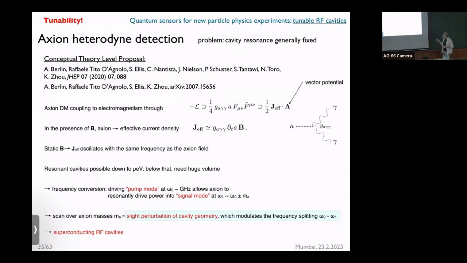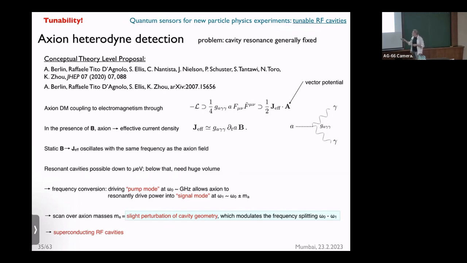And as was shown before, if you look at how the axions couple to electromagnetism, here's the Lagrangian, you see that there's a coupling to a vector potential. And in the presence of a magnetic field, which then transforms the axion into a photon, you end up with an effective current density that's proportional to the magnetic field. And if the magnetic field is static, then the current produced by the axion interacting with the magnetic field will oscillate with the same frequency as the axion field itself. And you'd like to have a resonator that resonates at that frequency.